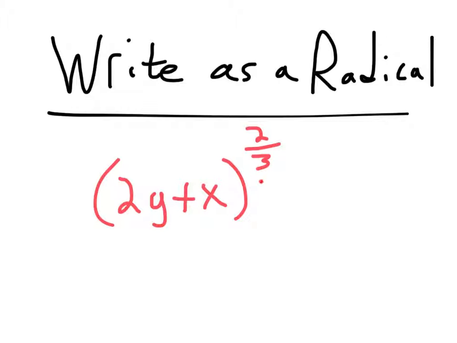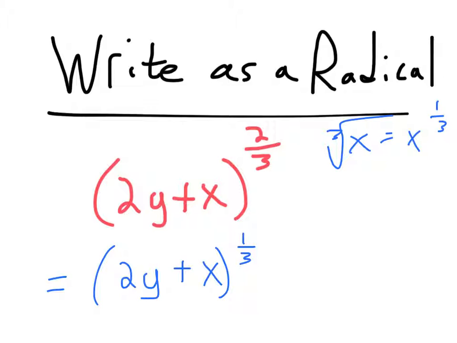Looking at the denominator of the power, it's a 3. So that's making me think a cube root of something, because when you take the cube root of something, you're raising it to the 1/3 power. We just don't want a 1 there, we want a 2. But let's first write it as a 1/3 power.